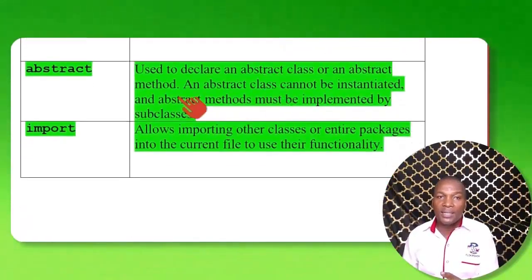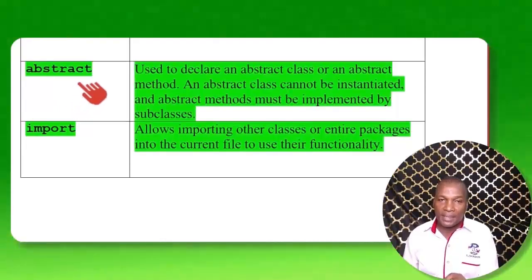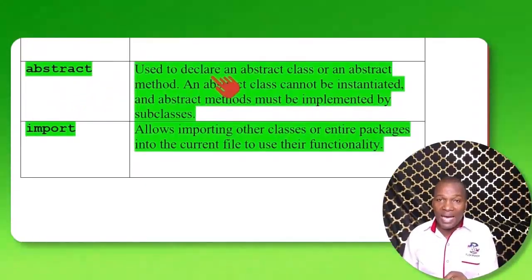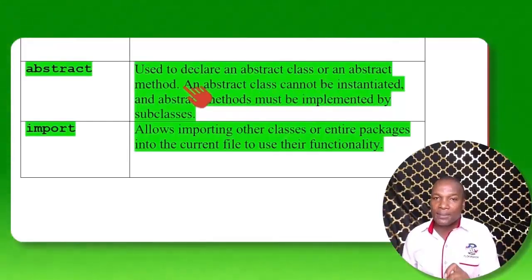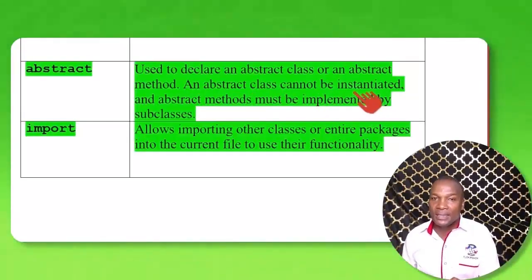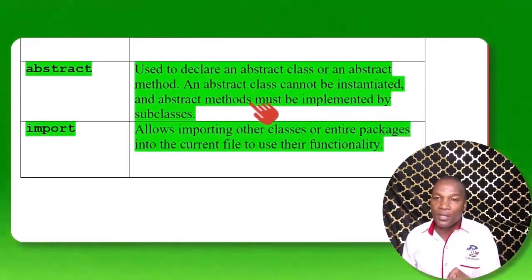The next keyword that we look at is abstract. The keyword abstract is used to declare an abstract class or an abstract method. An abstract class cannot be instantiated, and abstract methods must be implemented by subclasses.